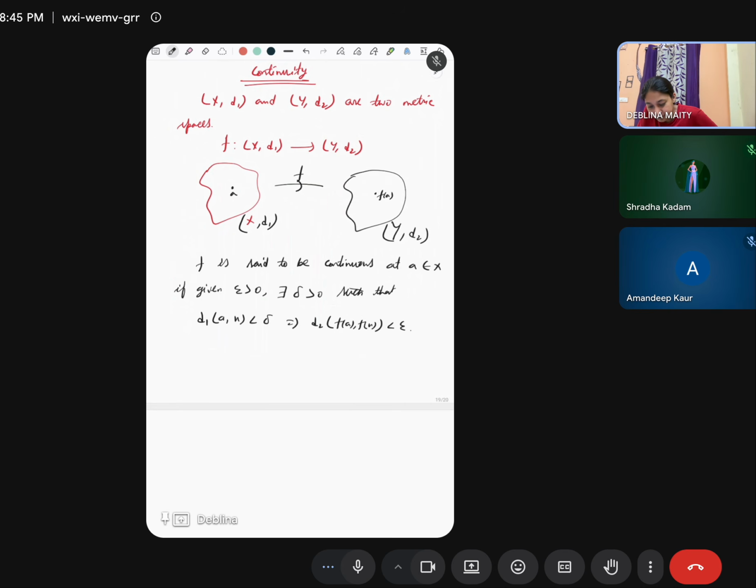This means what? This is nothing but: distance d1(a,x) less than delta means x belongs to B_d1(a,delta), which implies f(x) belongs to B_d2(f(a),epsilon), right? Whenever x belongs to this ball, f(x) belongs to this ball in d2. So this is nothing but f of B_d1(a,delta) is contained in B_d2(f(a),epsilon), right?